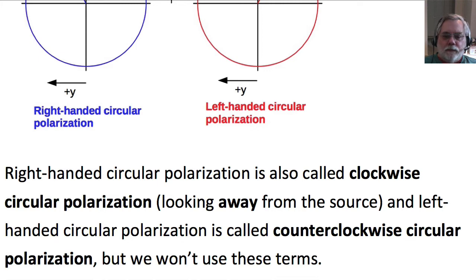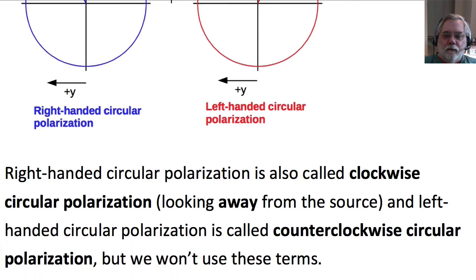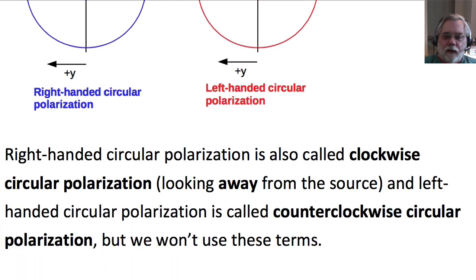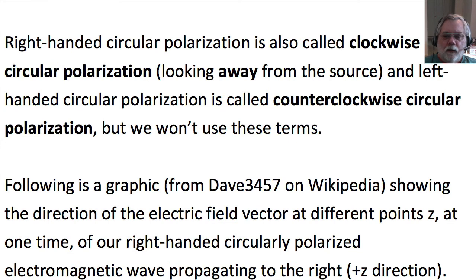Right-handed circular polarization is also called clockwise circular polarization, because in that convention, you're looking away from the source. So what I said is counterclockwise, looking toward the source. If we were at the source looking away, we would call this clockwise. And that's the convention. I know it's confusing. Left-handed circular polarization is called counterclockwise circular polarization, but we're not going to use those terms anyway. But you will see them if you look at Wikipedia or some book.